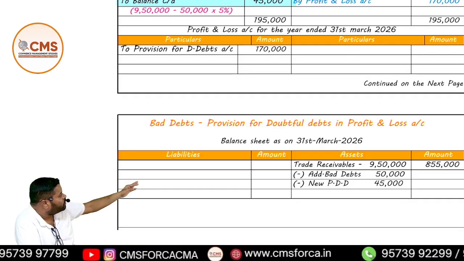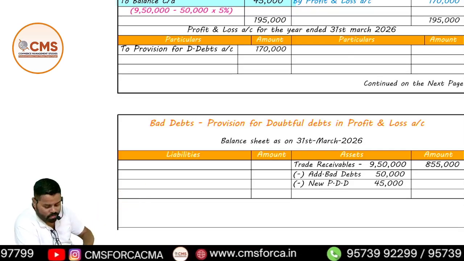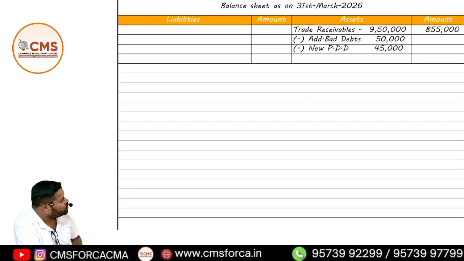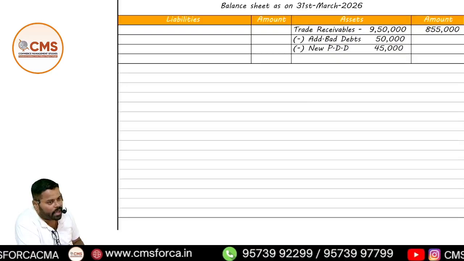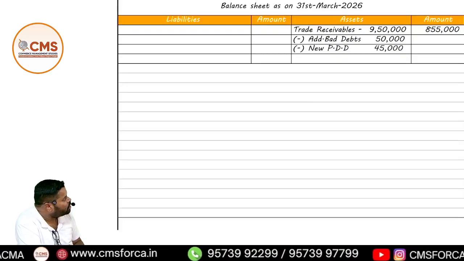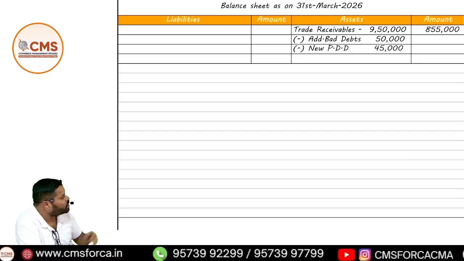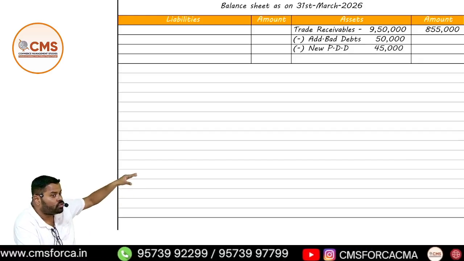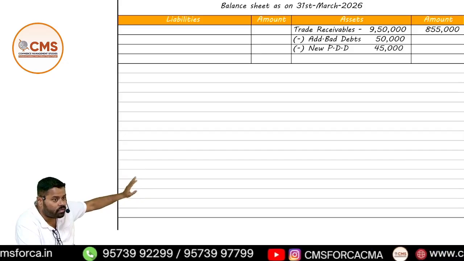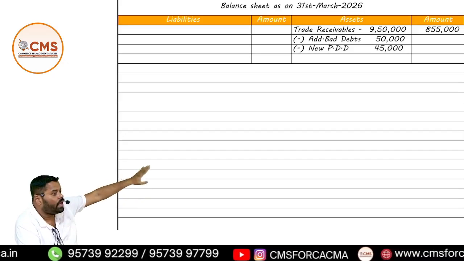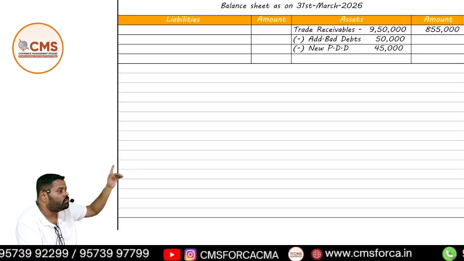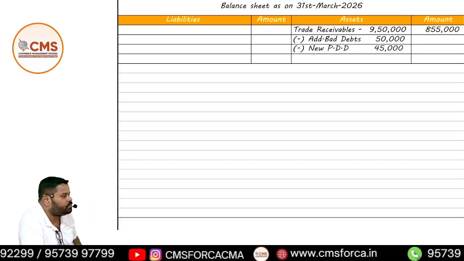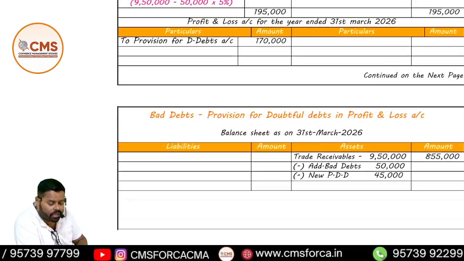Obviously, no matter whatever you write, if you go to the balance sheet, what you are showing is 9,50,000 minus additional bad debts 50,000 minus new provision 45,000. Even this we will hide. We will not show it in the balance sheet. All this calculation will only be written as trade receivables 8,55,000 in the outer column. I'll write the reference, right? Go and refer to note number 1 or 2 or 3 somewhere. So did you get the clarity?